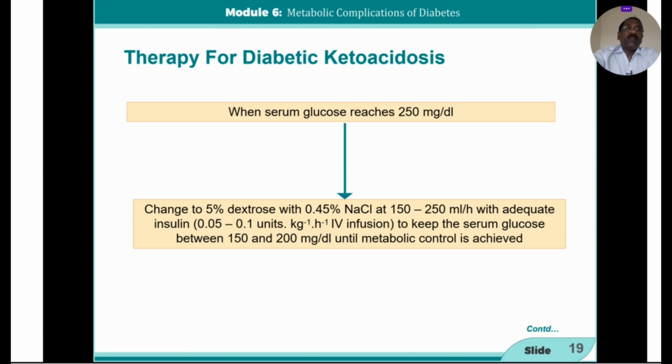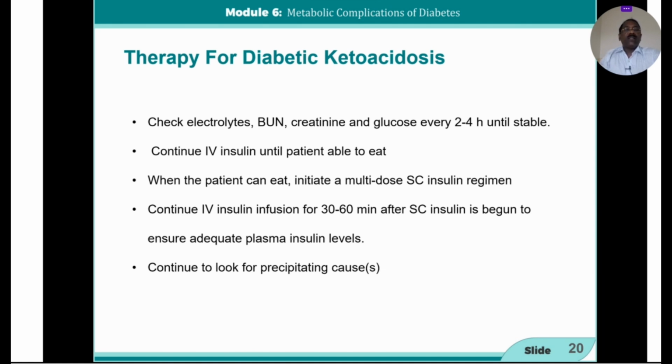Insulin is very important. Then find out what is the cause for this DKA, whether it is infection or omission of the insulin. If it is omission of the insulin, you need not give any antibiotic. Suppose there is an infection like fever, urinary tract infection or respiratory tract infection, etc., you have to use the appropriate antibiotics also. When the serum glucose reaches 250, change to dextrose to avoid cerebral edema.